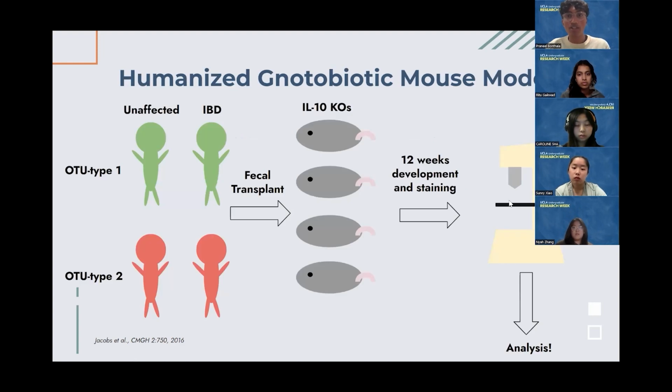Using this humanized gnotobiotic mouse model, we were able to isolate these specific OTU types from fecal samples taken from both unaffected individuals and individuals diagnosed with ulcerative colitis. Then we were able to inoculate all four different categories of our IL-10 knockout mice. After allowing them to develop for about 12 weeks and staining the tissues using a hematoxylin and picrosirius red procedure, we used a microscope to image the slides. Like I previously mentioned, we are currently undergoing analysis.